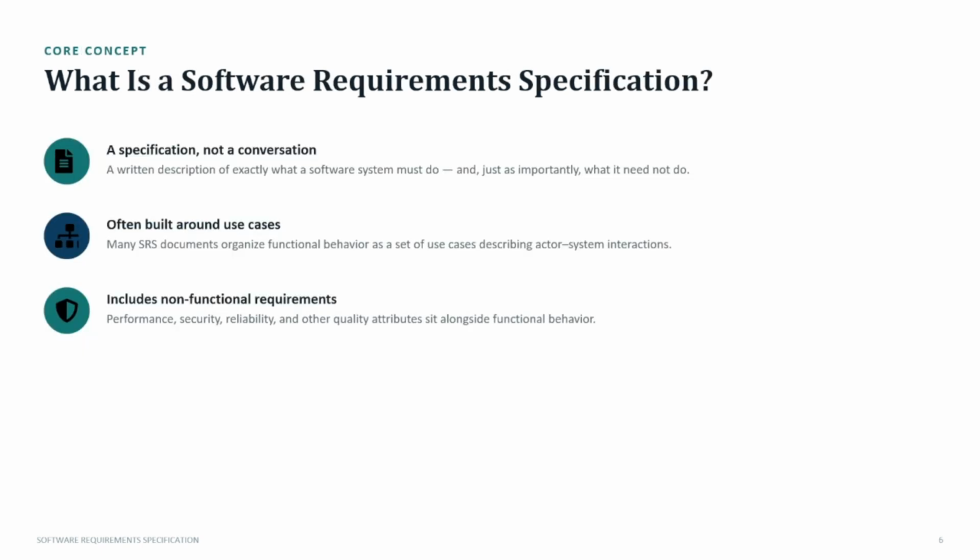Then the next question is, what is a software requirement specification? A specification, not a conversation, often built around use cases, and it includes non-functional requirements. So what is a specification? It is what there should be in the project. It's not just conversation, like to and fro, hello, hi. What is required is a written description, often built on use cases. What they're going to build around the use cases, as we write, you'll understand.